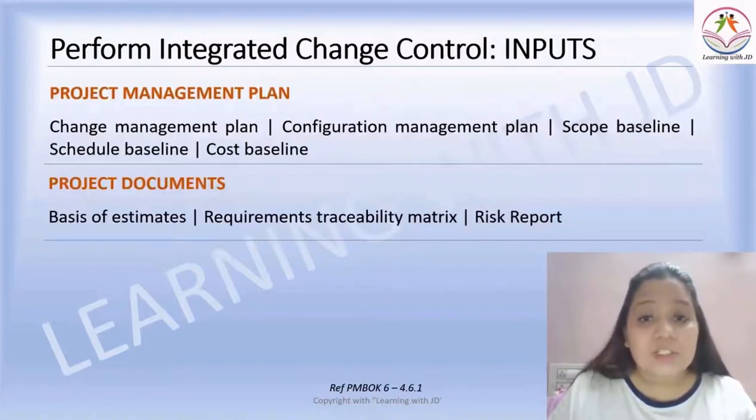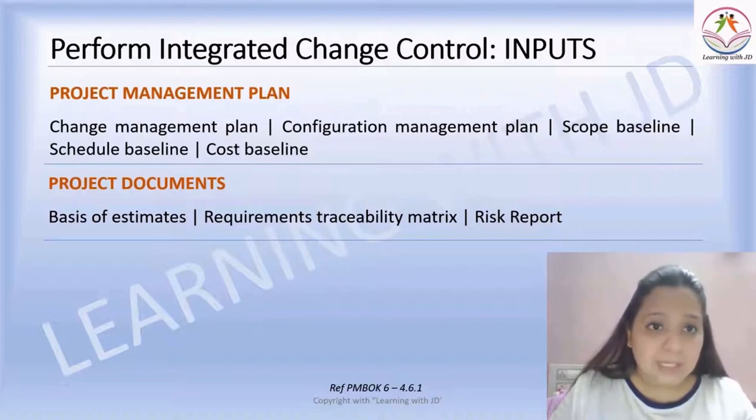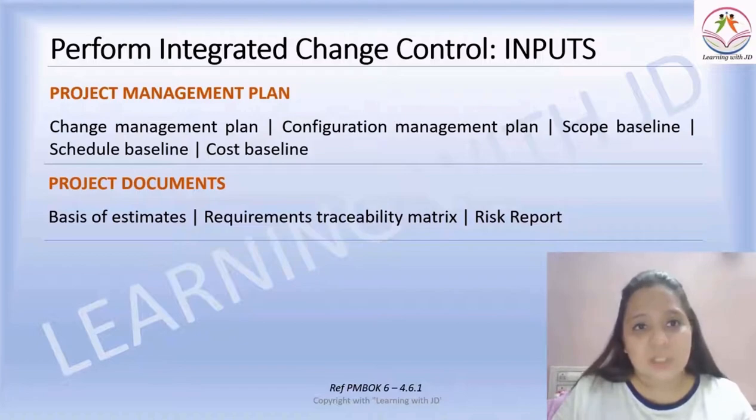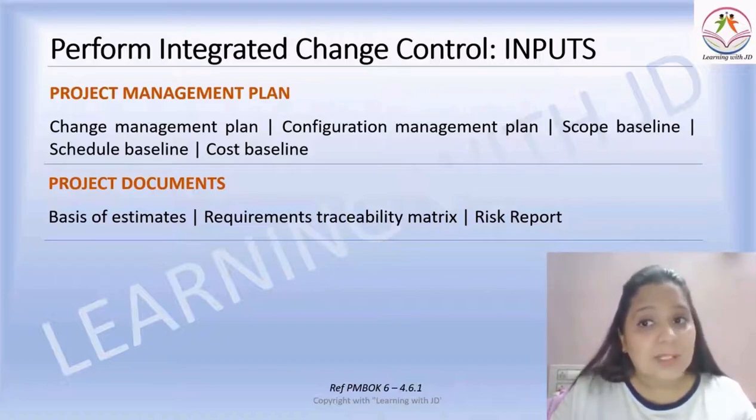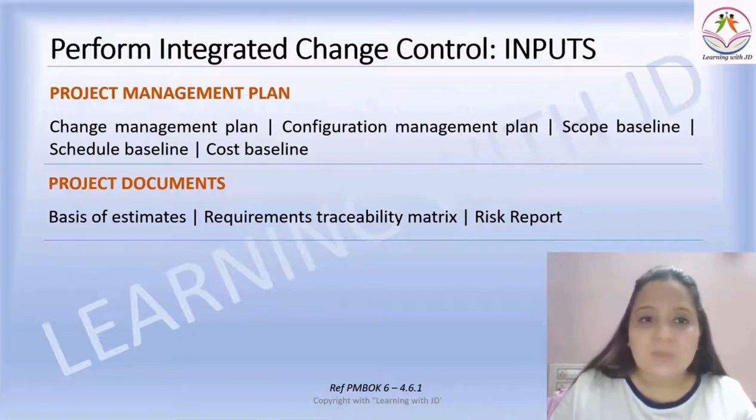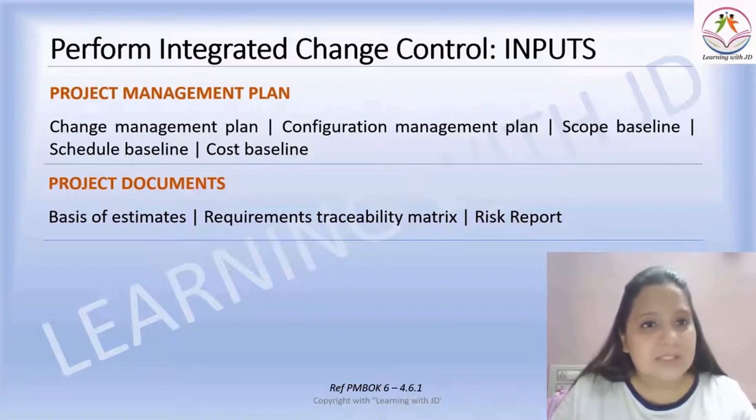Then perform integrated change control takes as input the project management plan. Some of the plans that you need for managing the change as a part of perform integrated change control are your change management plan, the configuration management plan, the scope baseline, schedule baseline, and cost baseline. All of these will be impacted. Then you also need your project documents. Why? Because you need to know the basis of estimate, the requirements traceability matrix, and the risk register.